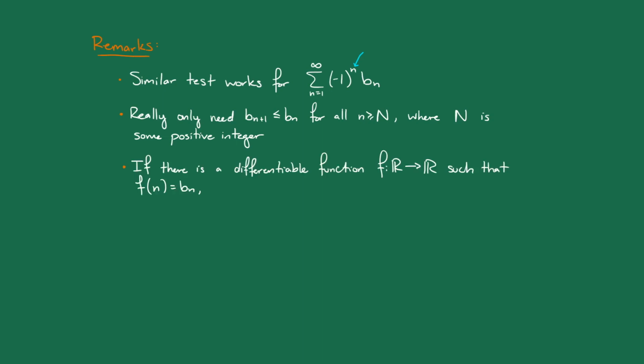So, if there's a differentiable function f, so that when we plug in n, we get out bn, then we can use f prime of x to check if the bn's are decreasing.